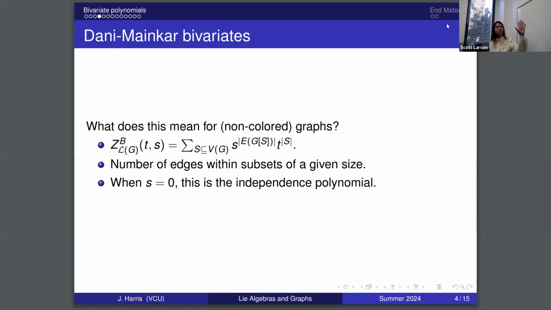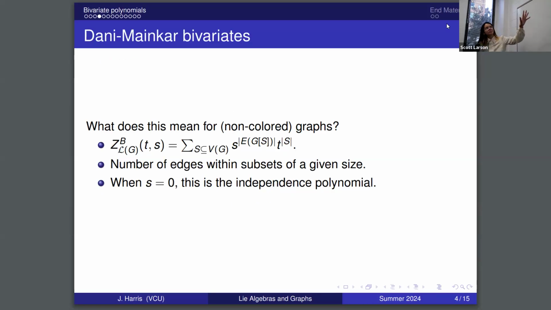Because what this is, it's t raised to the size of some subset of the vertices. And your s term is the number of edges in that subset of the vertices. So rather, in the independence polynomial, it would just say, okay, this is how many subsets have no edges. But now this polynomial, maybe the s term or the s squared term would say, this is how many sets have one edge in them of size whatever, how many have two. And so this is a version of the independence polynomial that comes with a little bit more information.